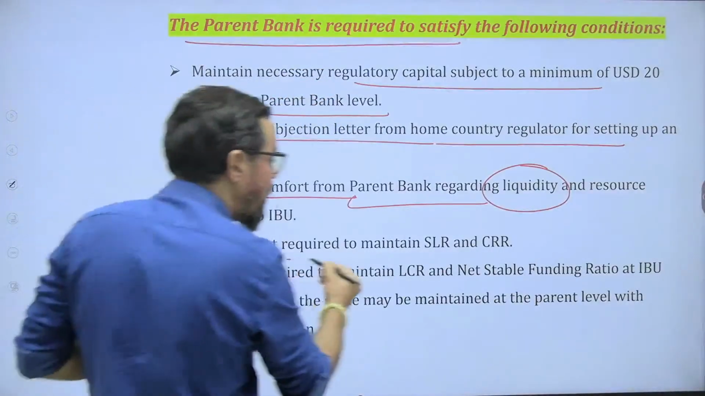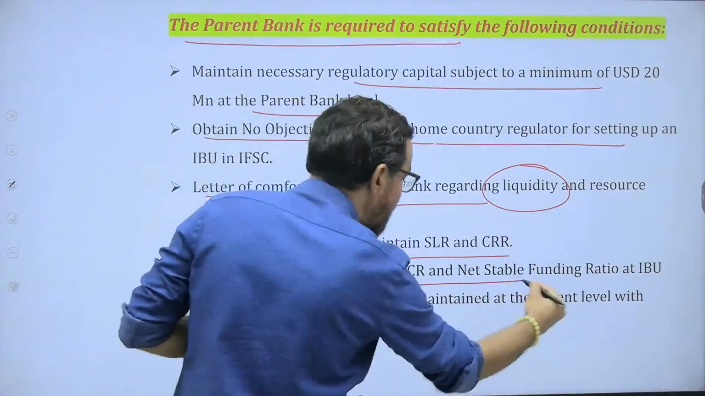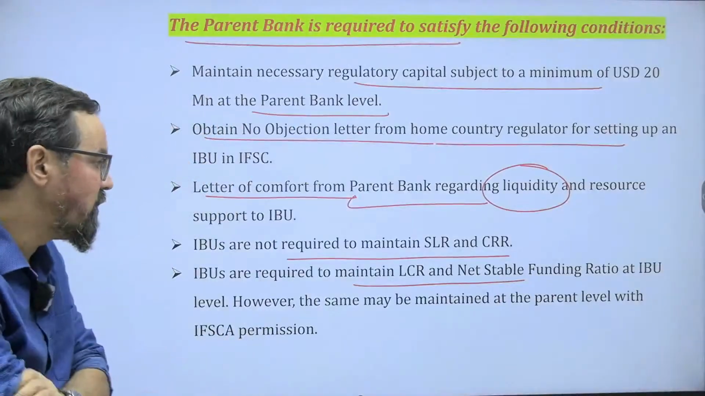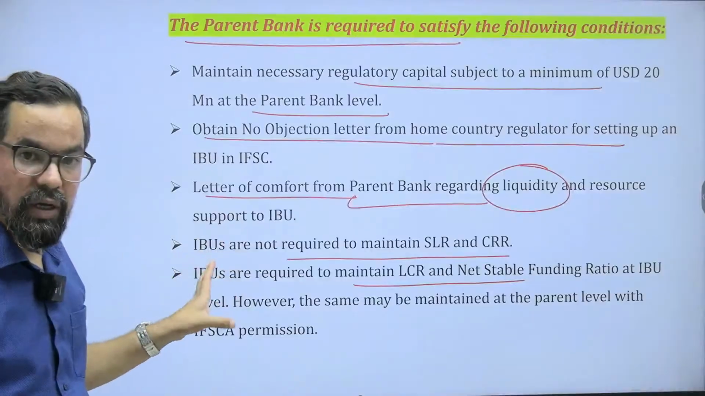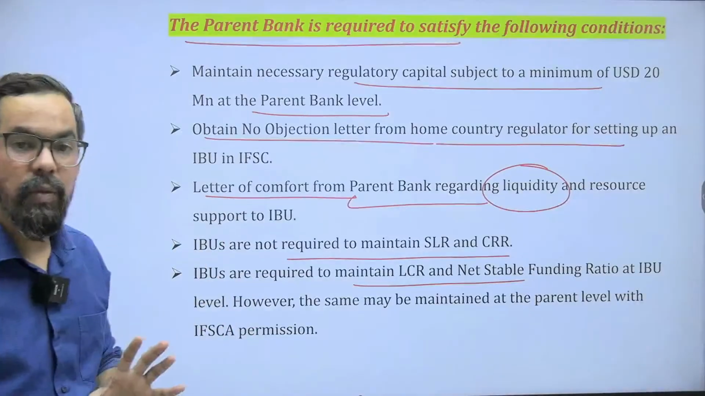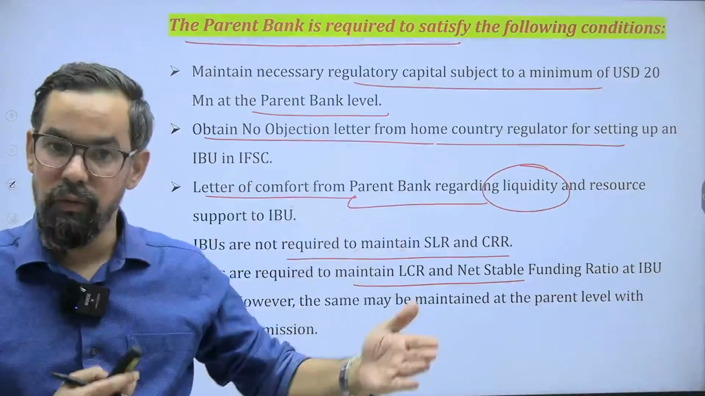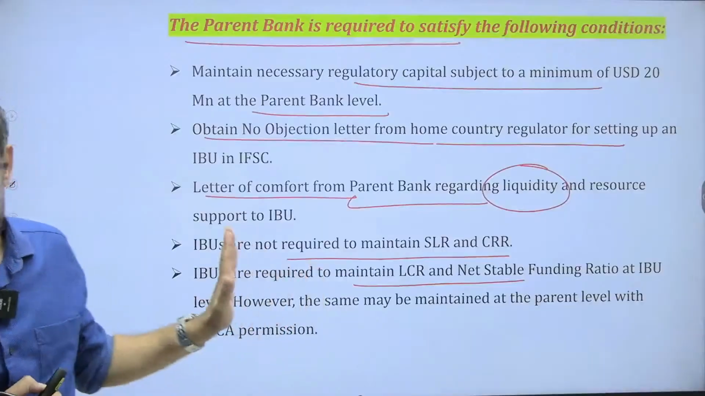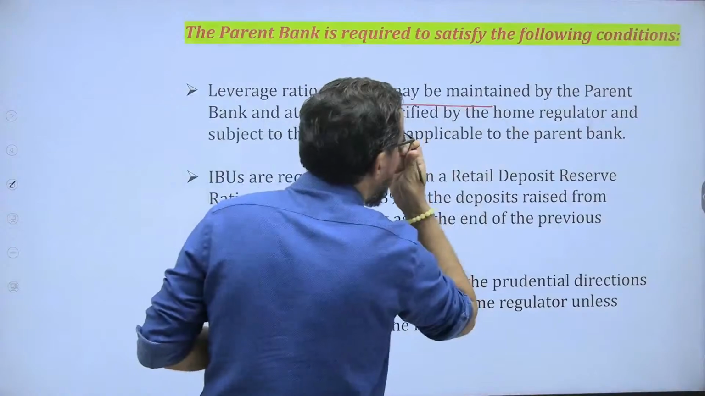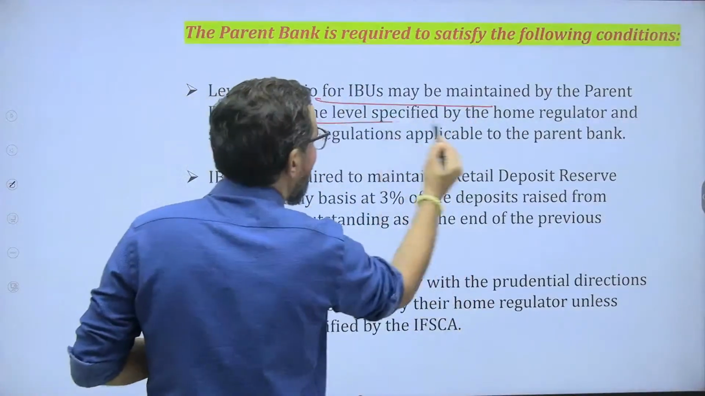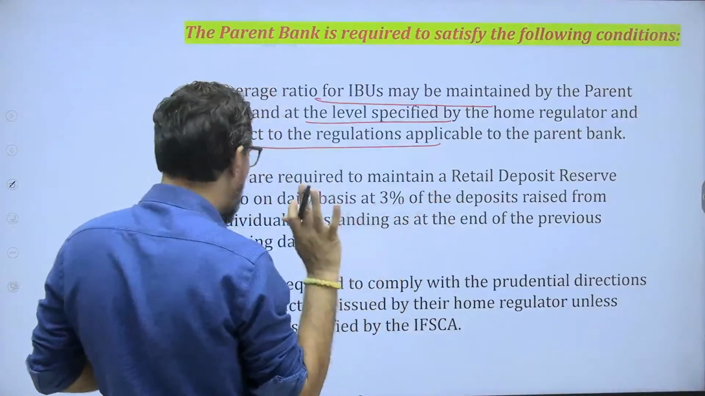IBUs are not required to maintain CRR and SLR. IBUs are required to maintain LCR and net stable funding ratio at IBU level. So LCR and NSFR, they have to maintain at IBU level. This can be managed at bank level also if they take prior approval from IFSCA. That is generally part of this particular one. Leverage ratio for IBU may be maintained by the parent banks at the level specified by the home regulators, subject to regulation applicable to the parent banks.